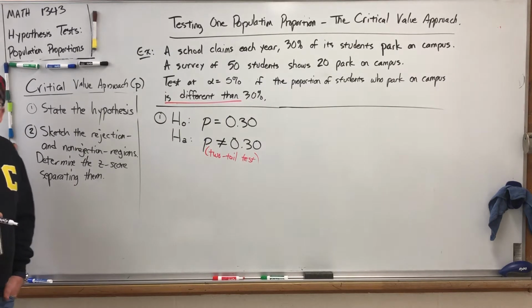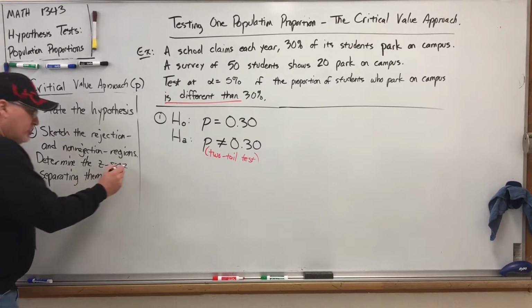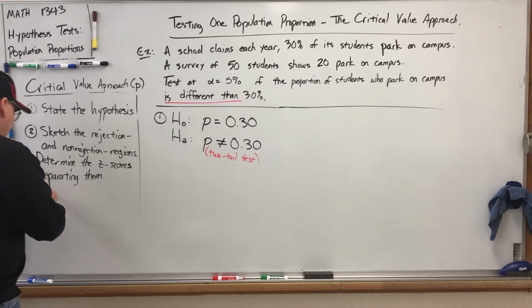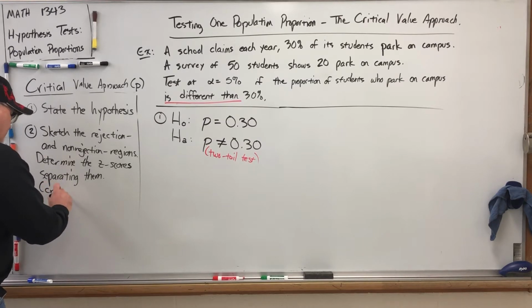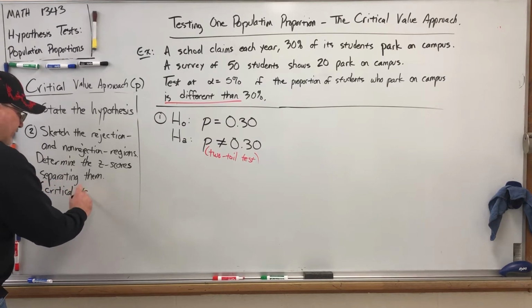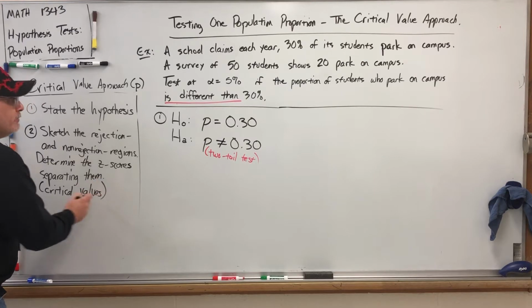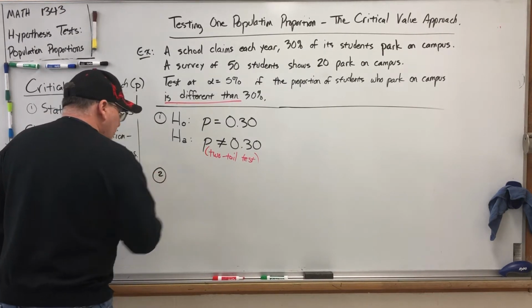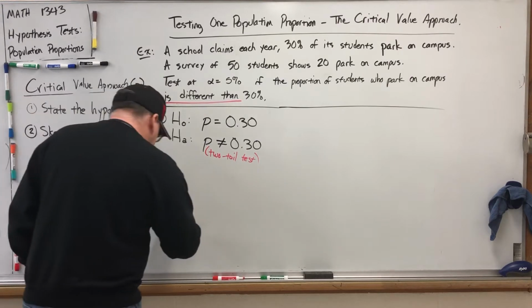These will be called z-scores. There may be two of them, depending upon how many tails there are. But these z-scores are called your critical values. Hence the name critical value approach. All right, so we draw a picture. Now, how do we draw this picture? Well, first you draw a bell curve.